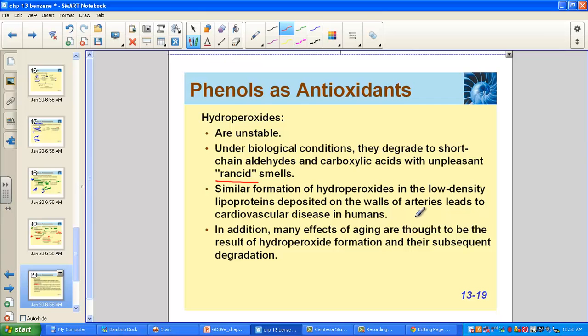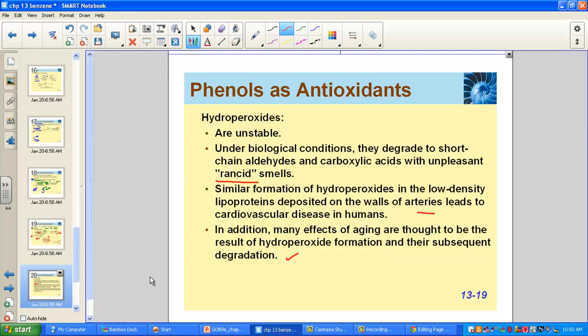Similar formation of hydroperoxides in the low-density lipoproteins, we call that LDL, low-density lipoproteins deposited on the walls of our arteries, leads to cardiovascular disease. And the last point it makes, in addition, many effects of aging are thought to be the result of hydroperoxide formation and their subsequent degradation.